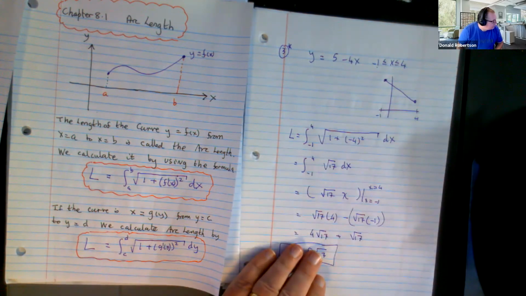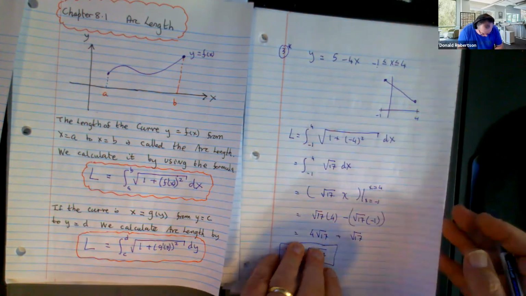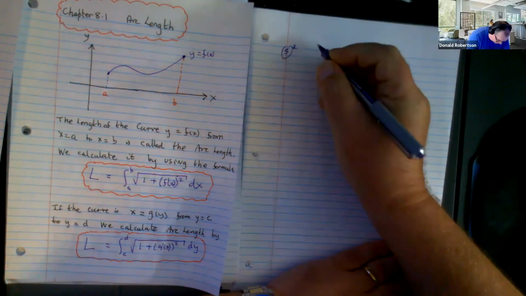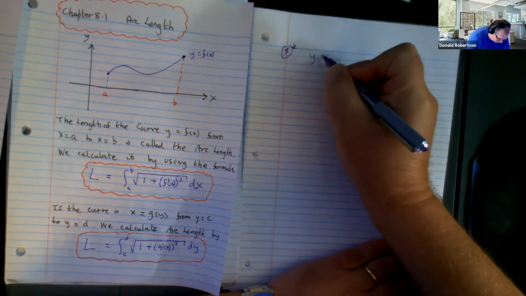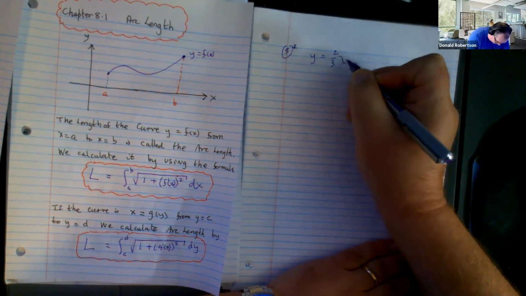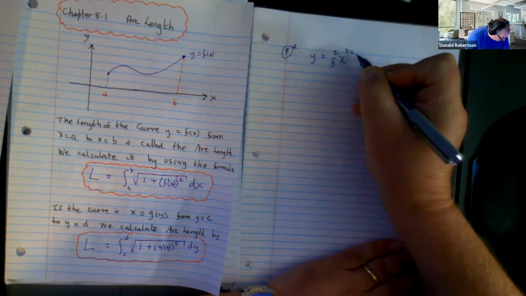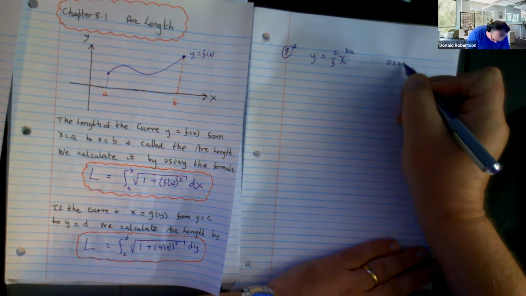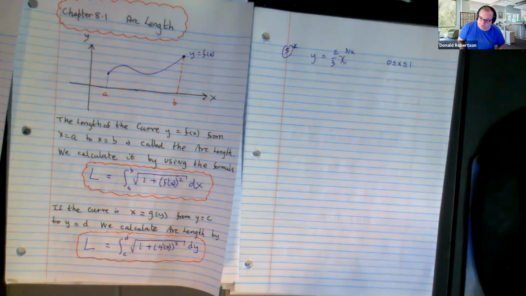do one where we're being asked to find the exact value. So this time I'm going to move to 5. And the function is going to be 2/3 x to the 3/2 between 0 and 1.